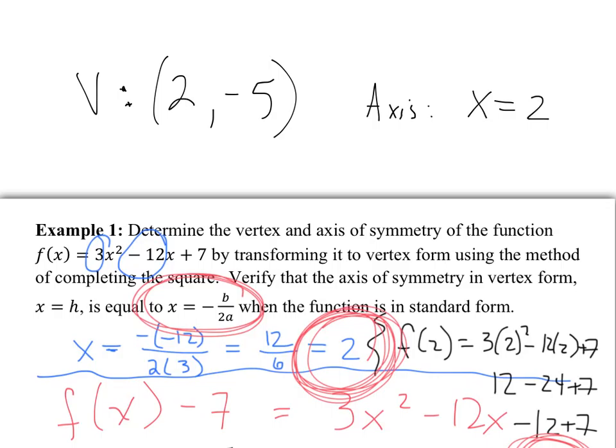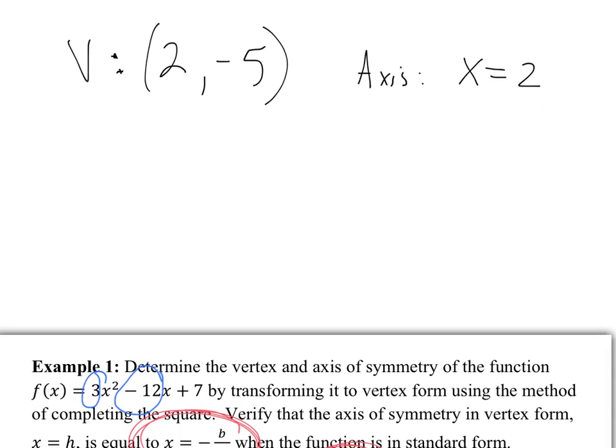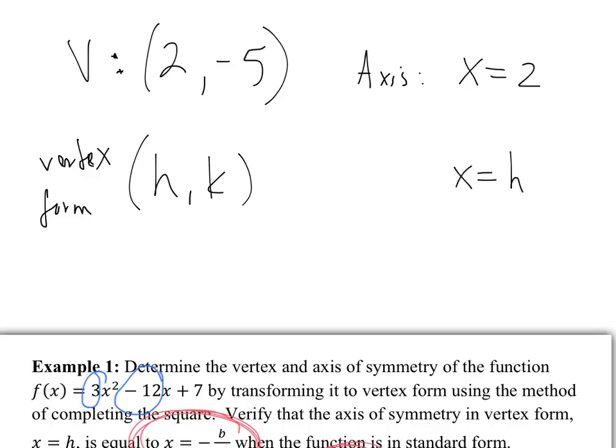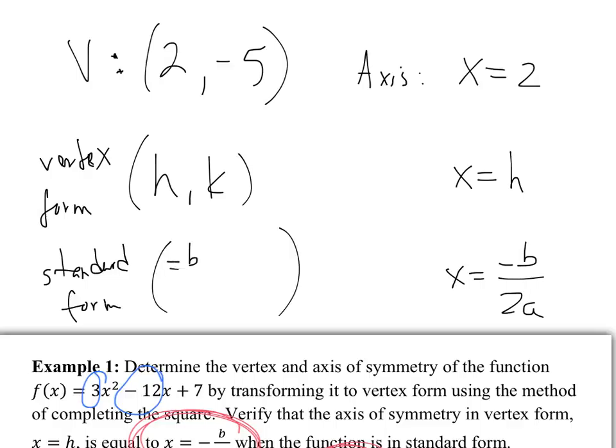All right, summarized, we can write it like this. We could say that in vertex form, the vertex is h comma k. And over here it was x equals h. In standard form, it's x equals negative b over 2a. Now, how would I write that as a coordinate, though? X is clearly negative b over 2a, right? That's whatever x is. Right, see how h is here and h is here?